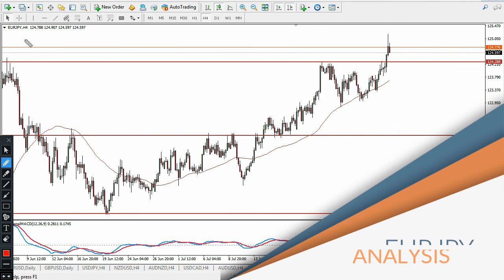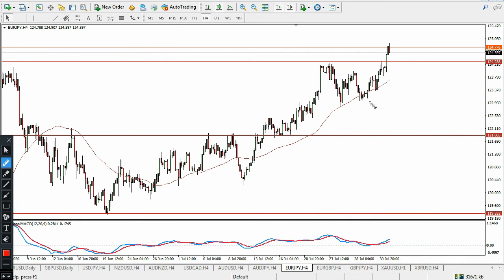So this is the Euro yen. Last week I told you that we might see some upside move to create a fake out over here, and the price was creating a fake out. So what will be the next move of Euro yen? The next move of Euro yen is still a downside move.